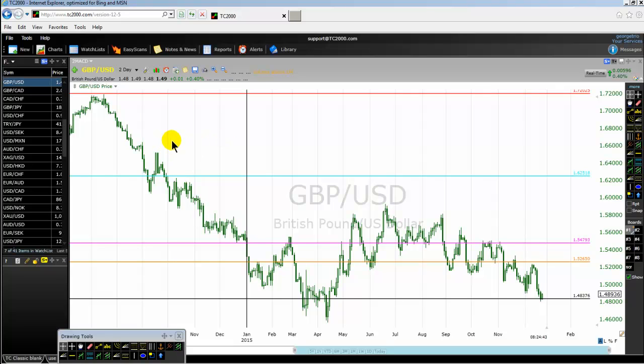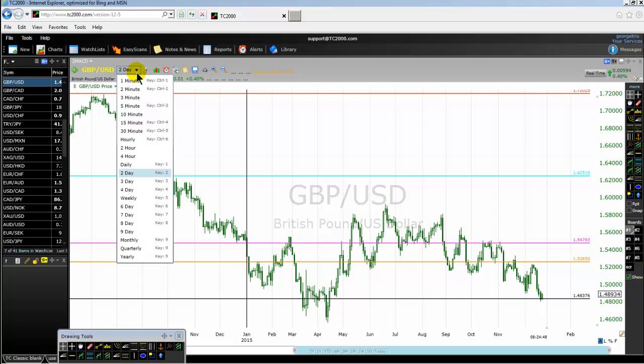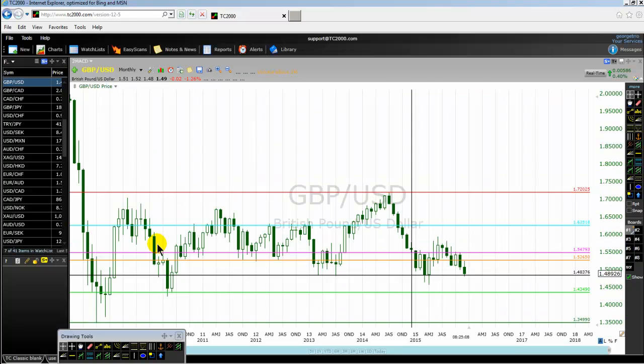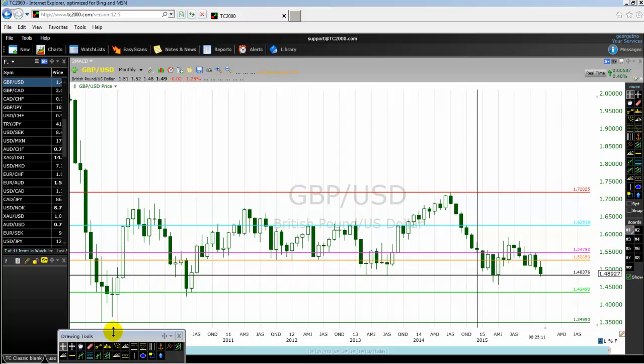We can apply the same method on the monthly chart, on the quarterly chart, and also on the weekly chart, paying attention to the price, the high, the low, and the median line. Now I'm going to go to the monthly chart. I also draw my key levels on a monthly chart, but on a monthly chart, I use a different approach.